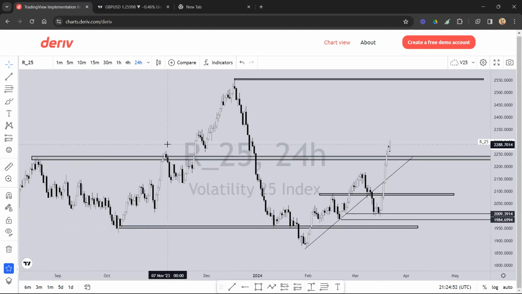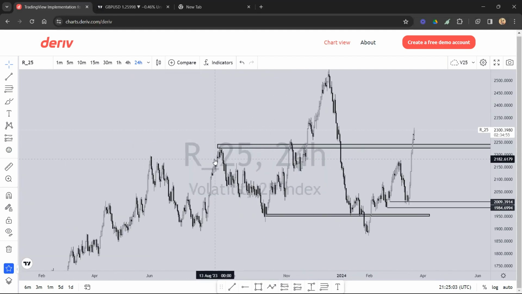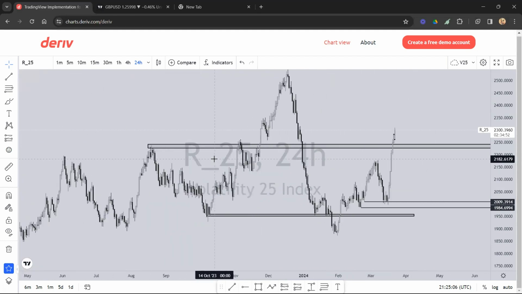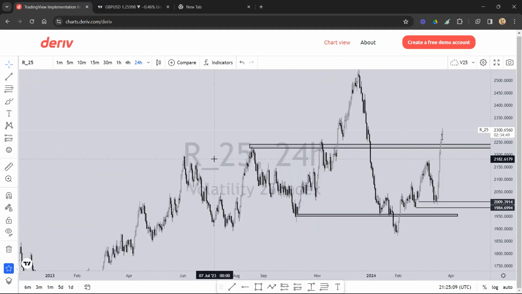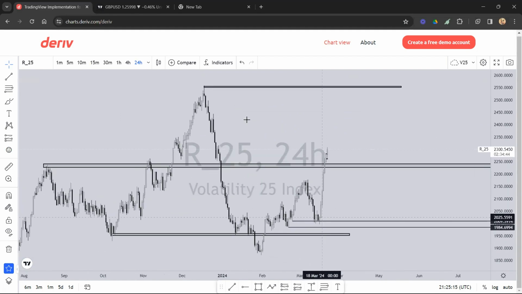Now, this was what V25 did. Let me show you something. Let me delete all these things. If you're my VIP, you must have seen that I've done an analysis on V25 that we are headed to this point up here, because basically we move from point A to point B, from point B to point C, from one key level to another key level. It will not be linear, but in waves.